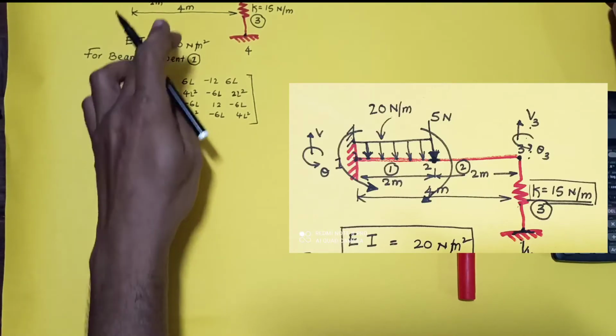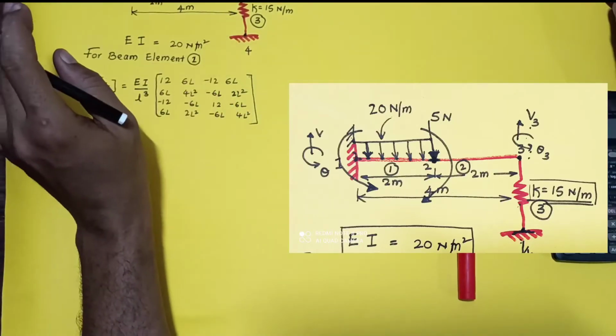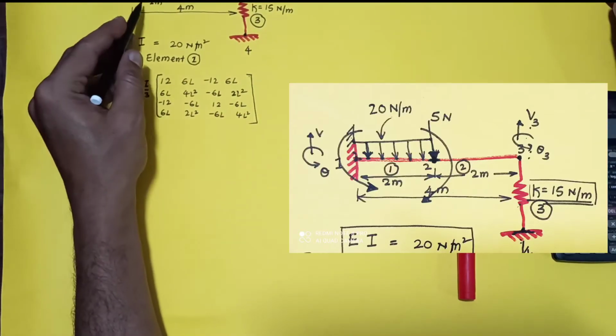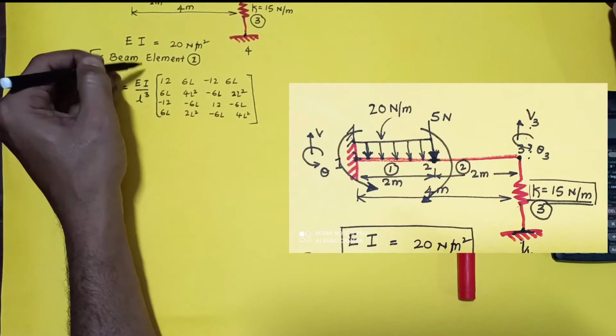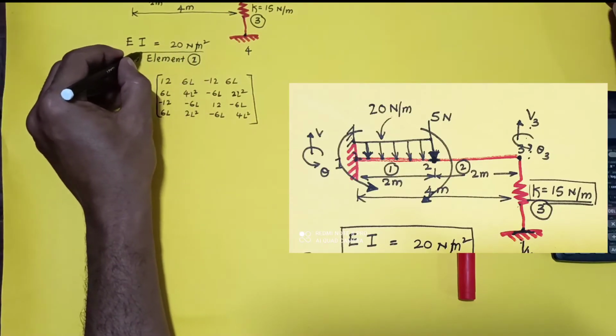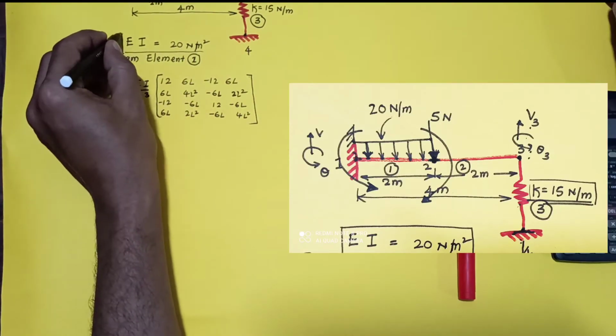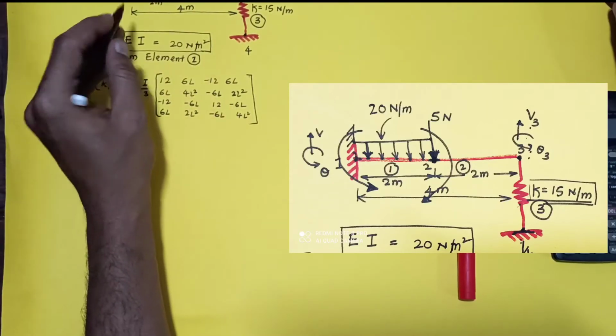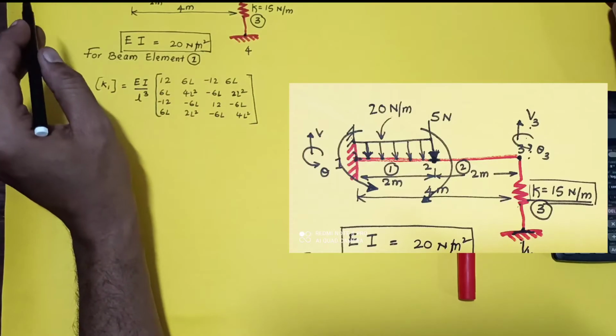Now, for element 1 and 2, it will be the same. For element 1, EI will be the same. For the entire beam, the EI value will be the same, for element 1 and also for element 2.